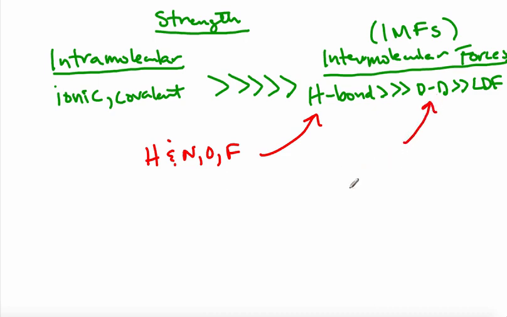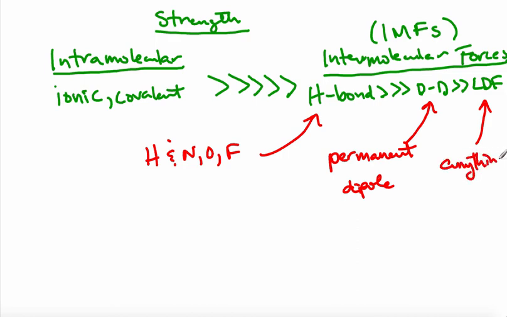For a dipole-dipole force to be able to form, you have to have a permanent dipole. That means the molecule has to be polar. And for London dispersion, anything can form London dispersion forces. And that's because they form through the result of a temporary dipole. Okay? Remember, another key thing about London dispersion forces is they're extremely weak. They're weak because they're short-lived. Those temporary dipoles don't last for very long.